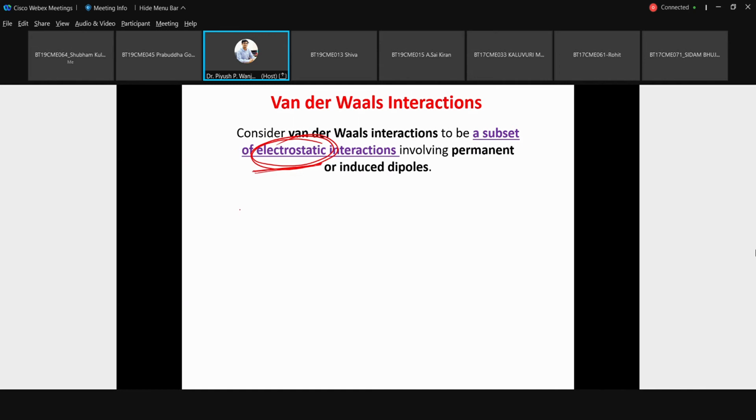So we do not always have ion-type interaction, but sometimes we have interaction between non-polar molecules also, like methane. They do not have any actual ion-like charges. So what exactly happens there? I said everything is nothing but electrostatic, but people have made subparts of this.